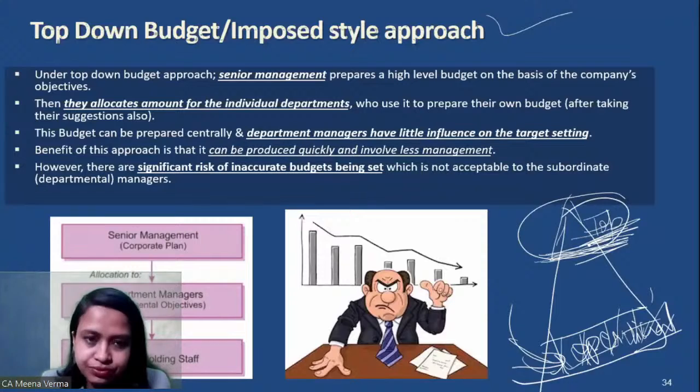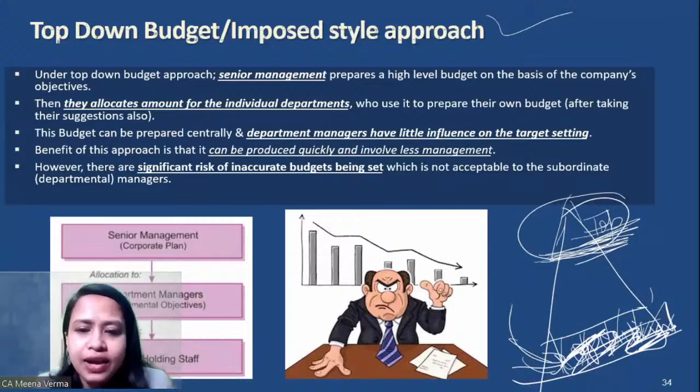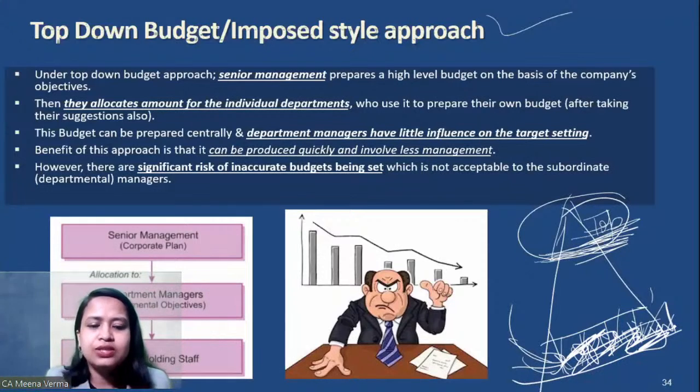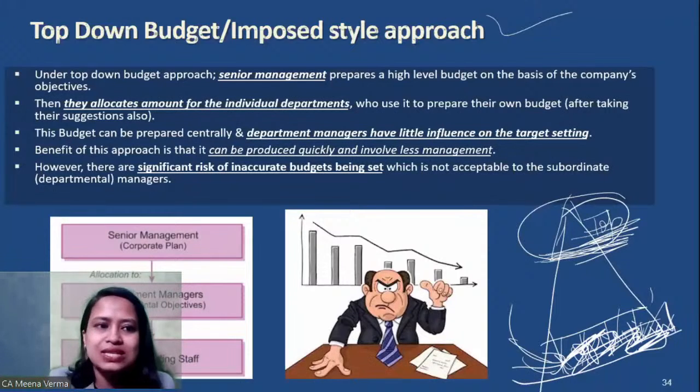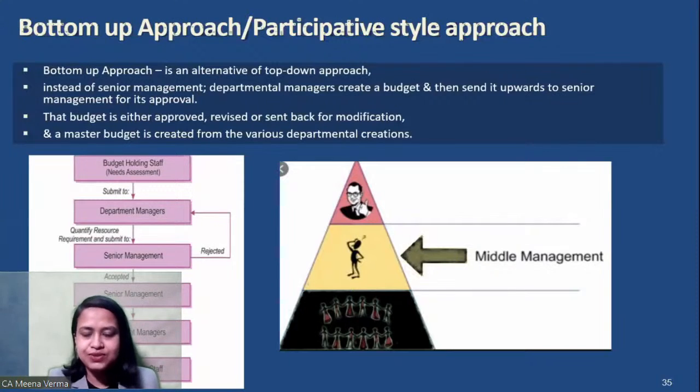Okay. And if you are not involving the people who are actually working here, then the chances of error and inaccuracy in the budget will arise. The chances of inaccuracy will arise here. So this is top-down budget. Now let us understand what is the bottom-up approach, the participative style approach.